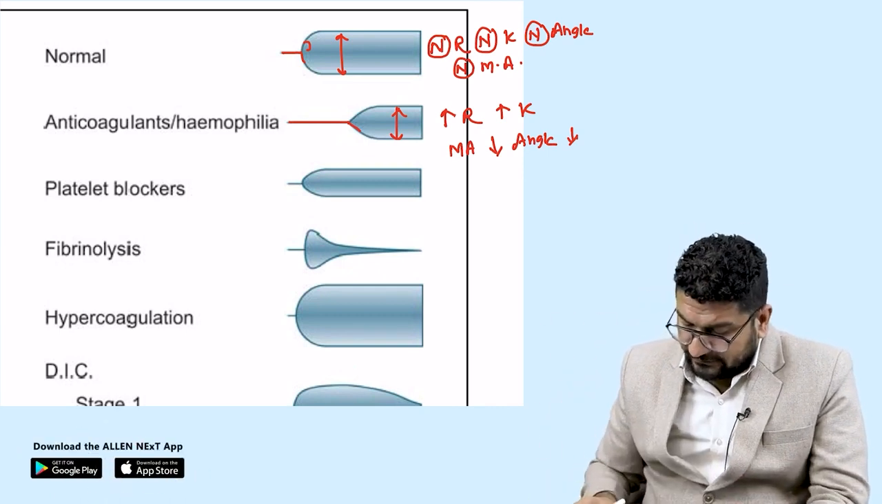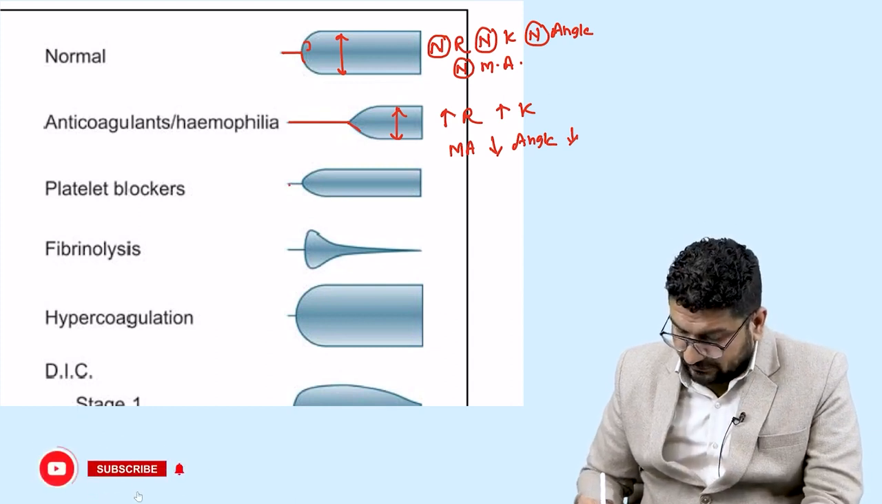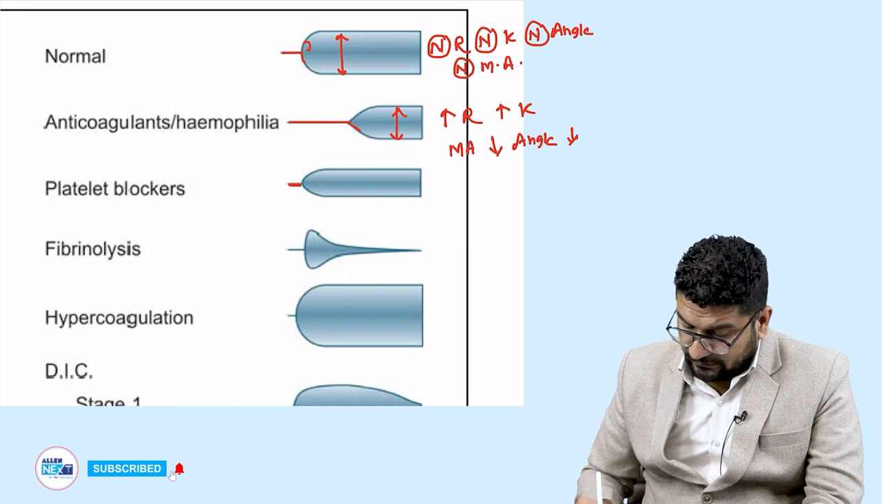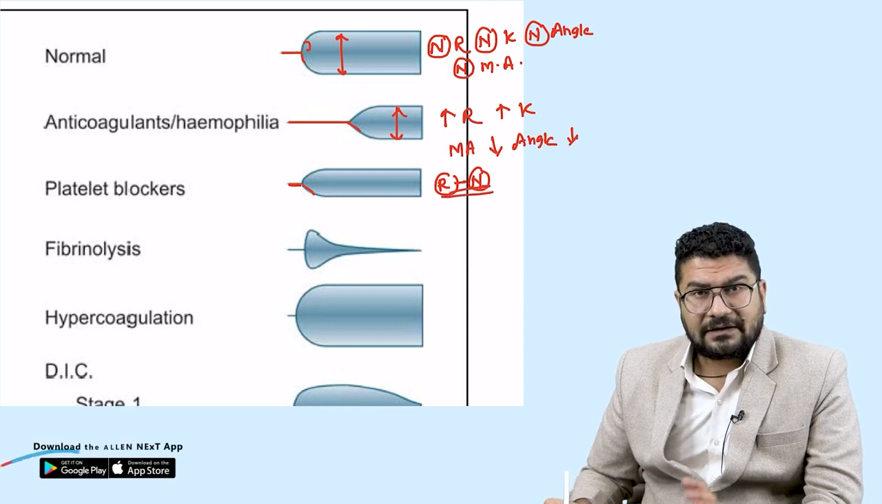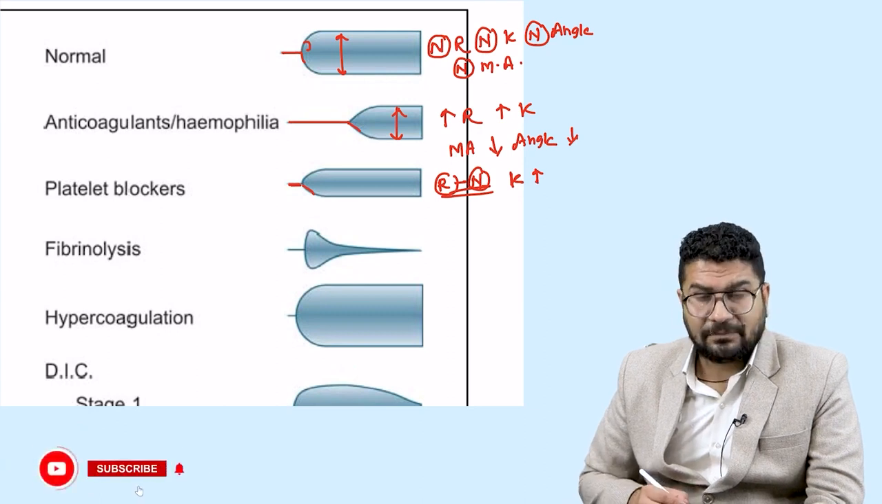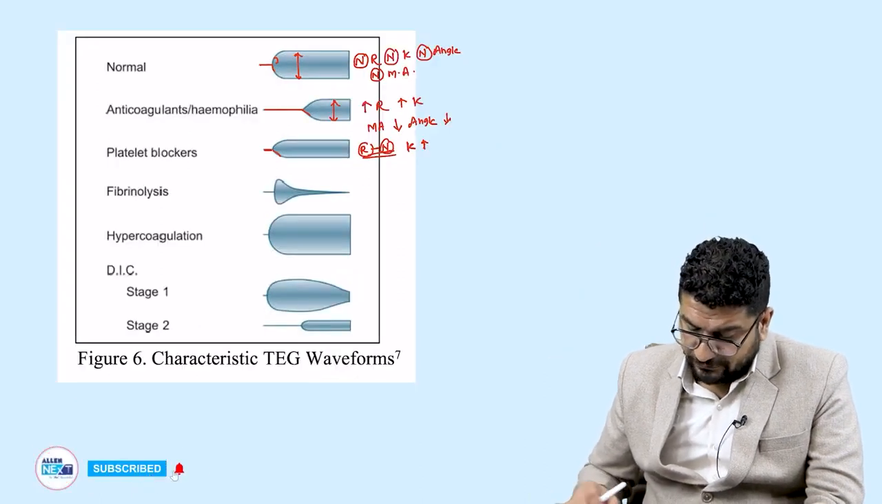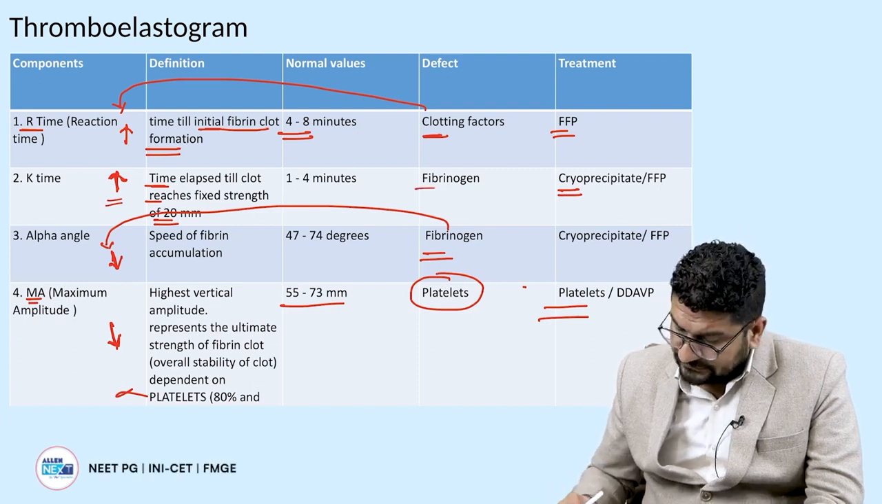Now if you compare this with this thing, in this you can notice R is almost normal, right? K थोड़ा सा बढ़ा हुआ है. R reaction time is normal. It means clotting factor तो है. K is a bit prolonged. अब K prolonged कब हो रहा था? देखो एक बार. Where you can see K is prolonged, it means some defect in fibrinogen.